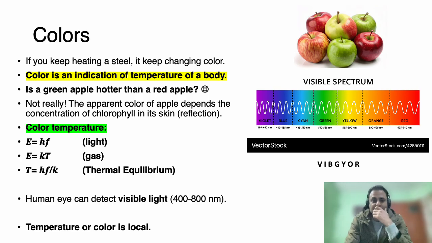So the color and the concept of a black body are related. If we keep heating something, it usually changes color. For example, if you keep heating a steel rod, it will keep changing color. At first it will become red, then slightly orange. If it's very hot, it becomes yellow, and if you can somehow make it hotter, it might turn into green or blue. So why does this change of color happen?